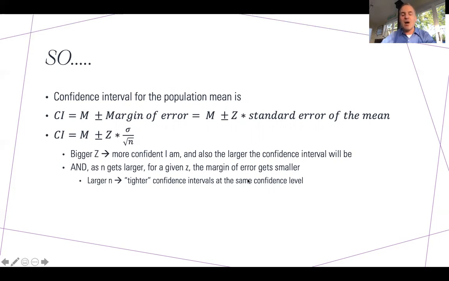If I hold that constant, right, if I don't change z, then if I get a larger sample, I will, at the same confidence level, have a smaller confidence interval, right? Alternatively, if I can't change my sample size, I can change the confidence level, which will make that confidence interval larger or smaller, wider or tighter, in order to maintain that same confidence level.